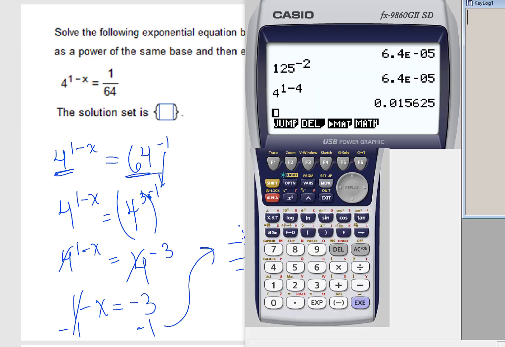Oh, did I enter that wrong? Oh, okay. It's in a decimal, right? There we go. So I just pressed F to D to see it as a fraction.